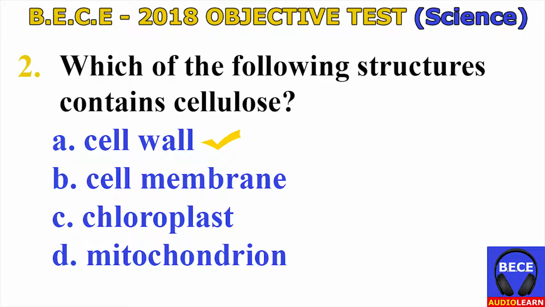Number 2. Which of the following structures contain cellulose? A. Cell wall, B. Cell membrane, C. Chloroplast, D. Mitochondria. And the answer is A. Cell wall. Which of the following structures contain cellulose? And the answer is cell wall.